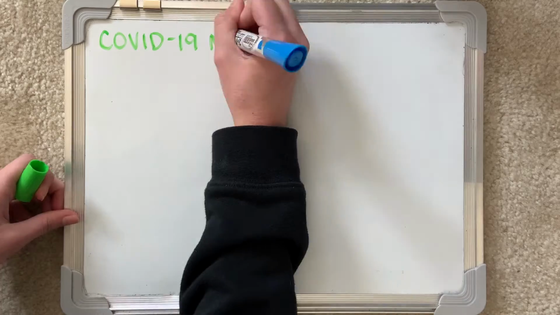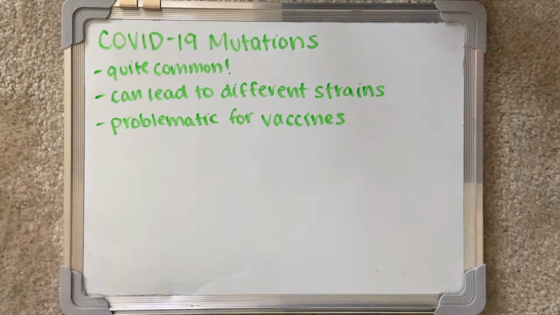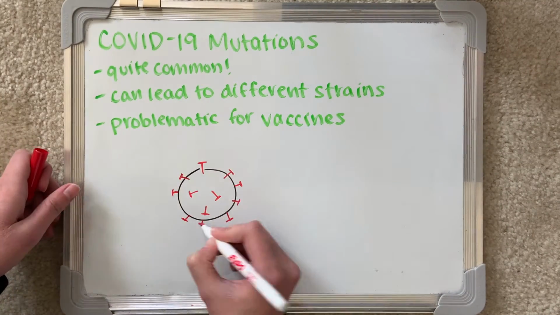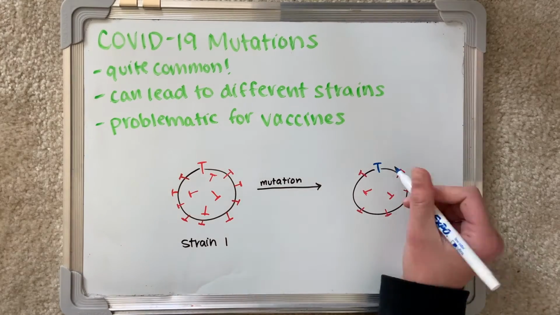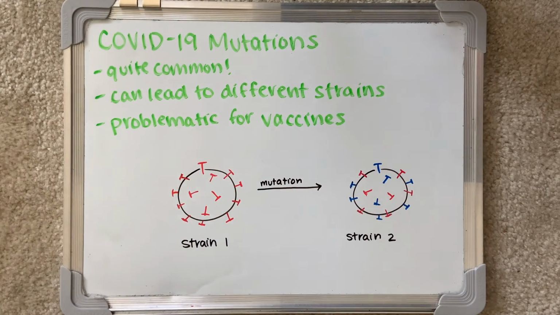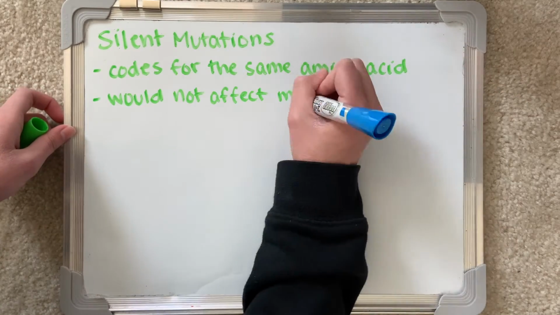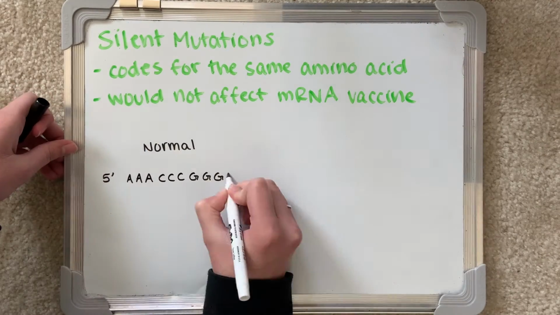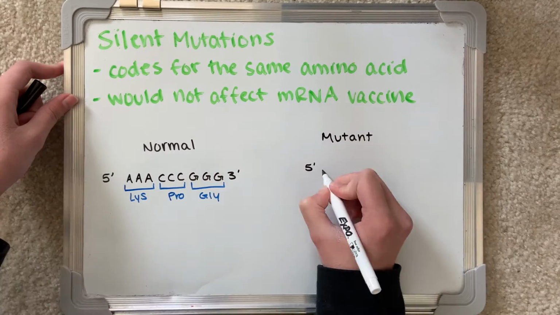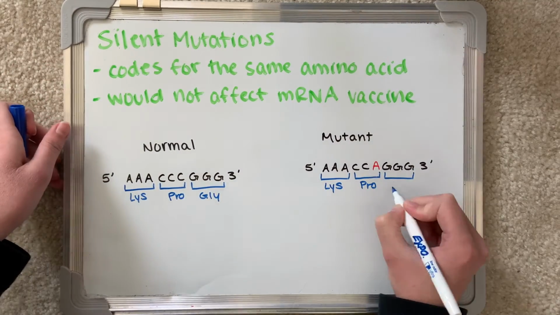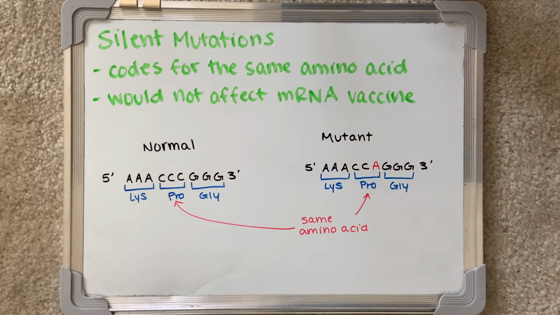In regards to COVID-19 and viruses in general, mutations are common and can lead to different strains. This can be problematic for vaccine efficacy depending on the type of mutation that occurs. Silent mutations are point mutations where the changed codon will code for the same amino acid as the non-mutated sequence. Because the amino acid is the exact same, the protein would not be altered, so these types of mutations would not really affect the mRNA vaccine.